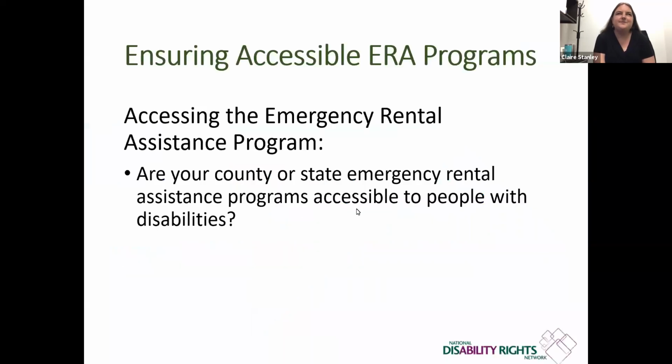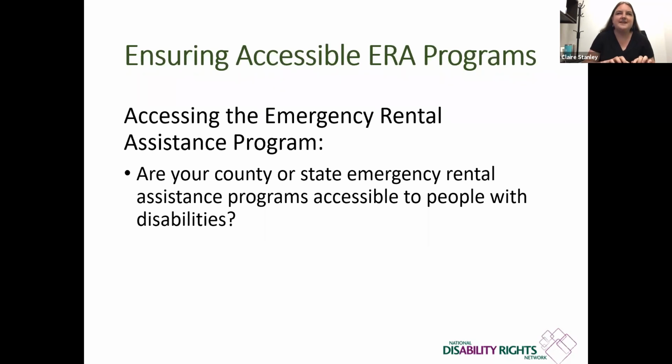So hi everybody, like was said, my name is Claire Stanley and I'm a public policy analyst with the National Disability Rights Network. And I love that we're using the word accessible here. I think for a lot of people, when you hear accessible, it means, can you access it? Like we just heard, but in the disability space, accessible really has its own meaning. And that means, is it usable and accessible for people with disabilities? You think of accessible parking. So as my first slide says, are these programs accessible to people with disabilities?